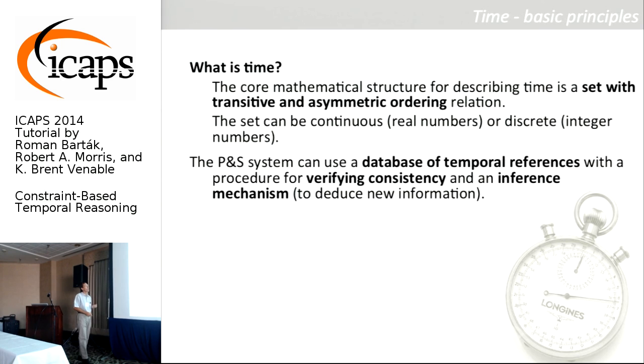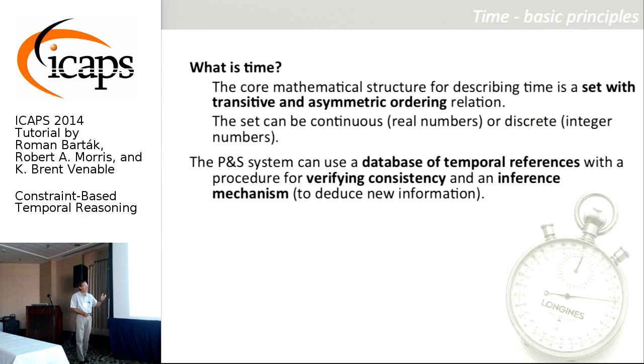Basically, when we want to use time in an AI system, or more specifically in a planning and scheduling system, it's like with everything in AI. We have some knowledge base, in this case, a knowledge base containing temporal references and relations between them. And we can ask if this knowledge base or database is consistent, so we can verify consistency. Like if A is before B, B is before C, and C is before A, we know that this set of relations is not consistent, so there is some problem. So we can verify consistency.